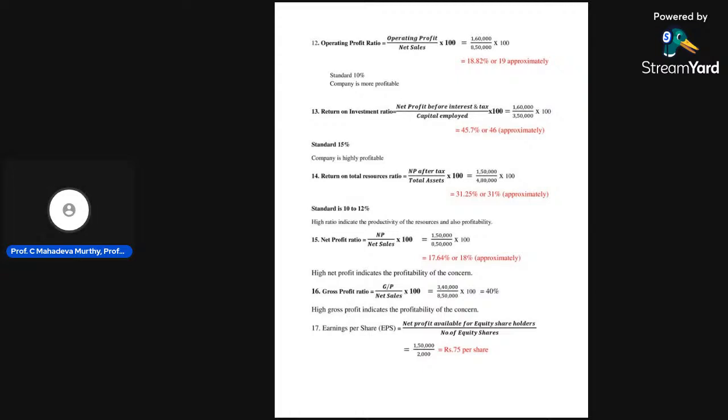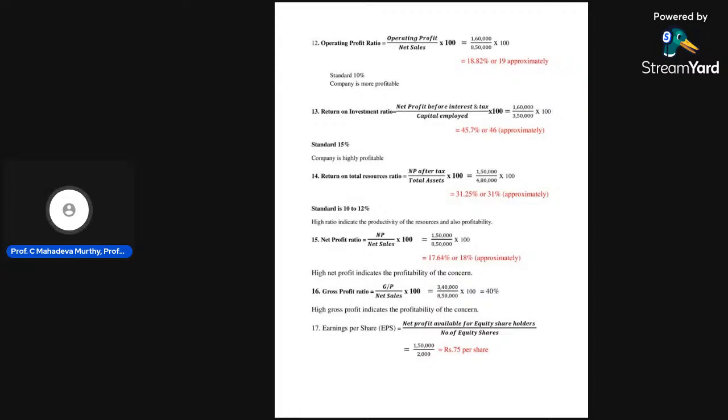The next one, return on investment ratio. Net profit before interest and tax divided by capital employed into 100. Net profit before interest and tax is nothing but operating profit, 1,60,000, divided by capital employed, that is both debt and equity, 3,50,000 into 100, which is 45.7 or approximately 46%. Standard is 15%. Company is highly profitable.